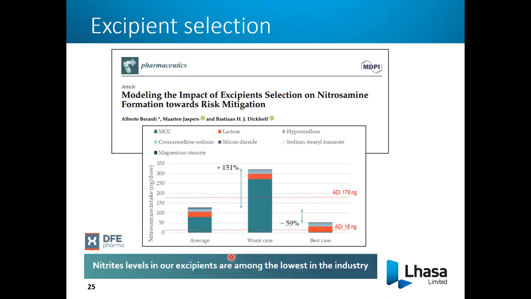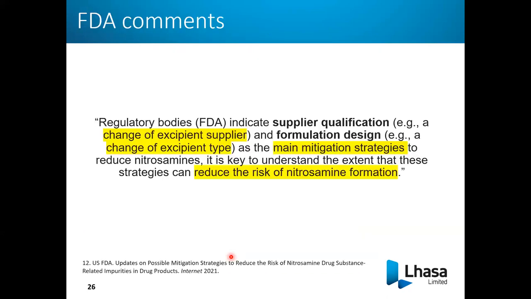DFE Pharma, who are the authors of this work, are an excipient supplier, and on their website they state that nitrite levels in their excipients are among the lowest in industry. Well, I can neither confirm nor deny that statement, but what could be foreseen is that these, no doubt more expensive, low-level nitrite containing excipients could be used in high-risk formulations as a mitigation strategy. The FDA supports these kinds of efforts by stating that supplier qualification, so a change of excipient supplier, and formulation design, so a change of the excipients used, to those showing a lower risk, are key mitigation strategies to reduce the risk of nitrosamine formation in a drug product.